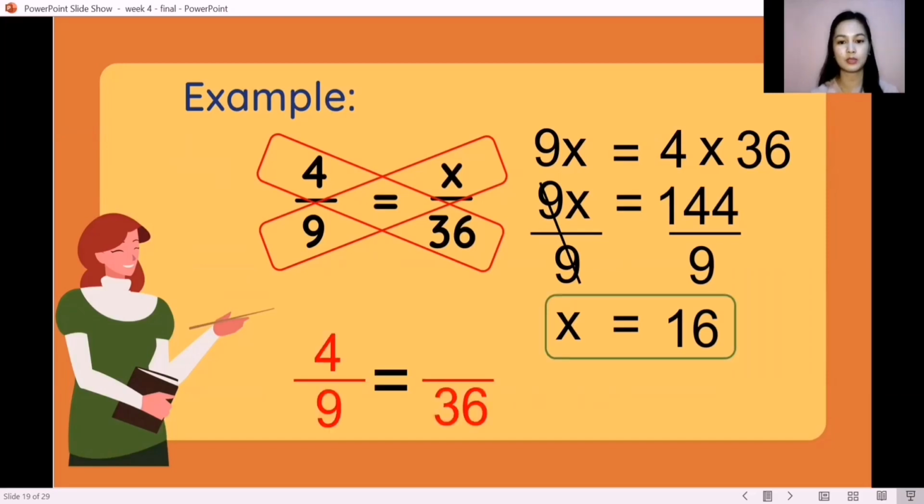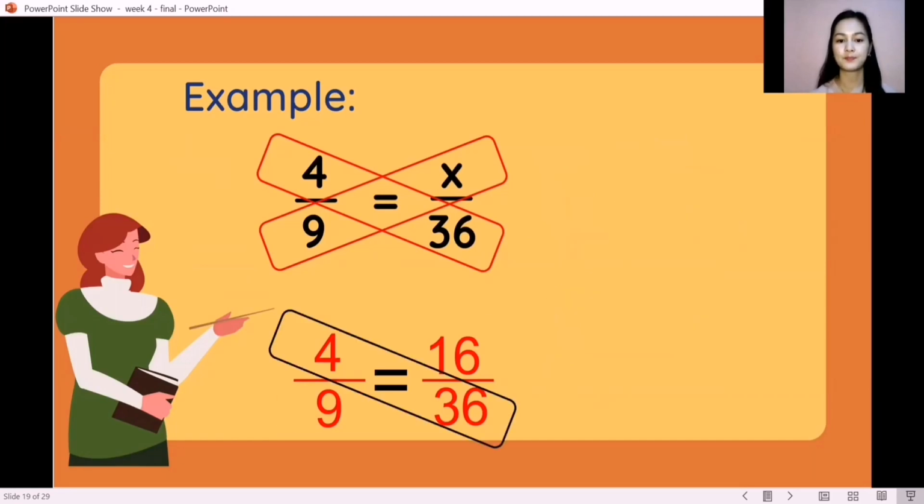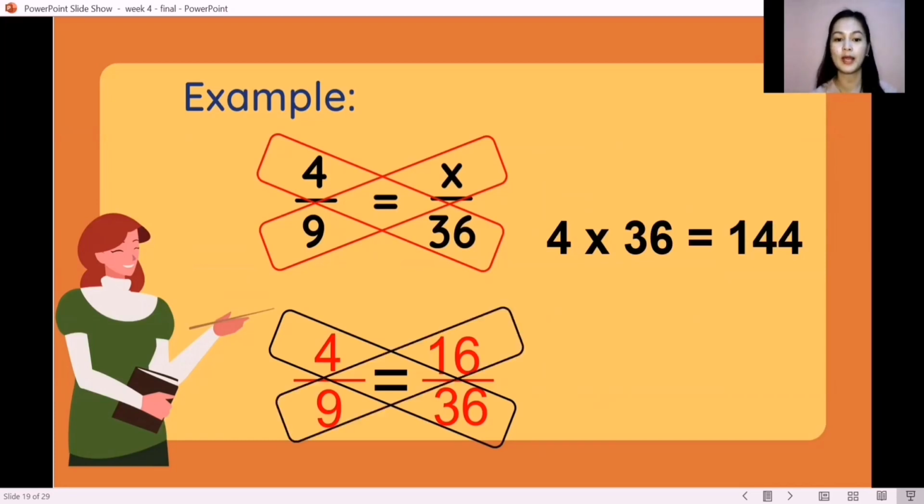Let us now substitute the value of x. So we have 4 over 9 is equal to 16 over 36. Now let us see if they are proportion. We will use cross multiplication again. That is 4 times 36 is equal to 144, and 9 times 16 is equal to 144 as well. So meaning to say 4 over 9, or 4 is to 9, and 16 is to 36 is a proportion.